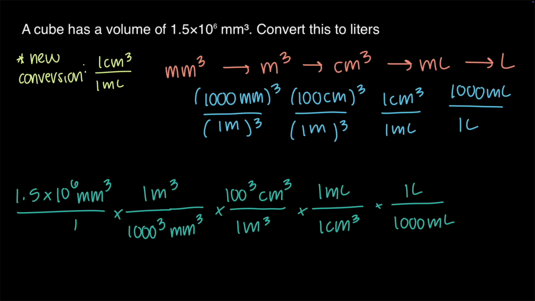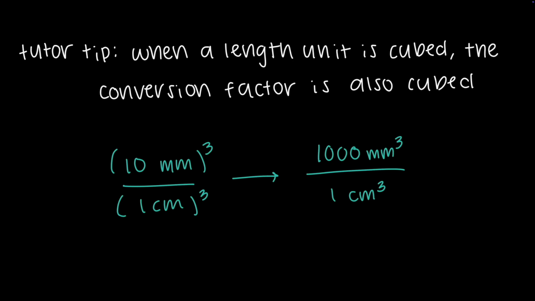Cubic millimeters cancel out, cubic meters cancel out, cubic centimeters cancel out, milliliters cancel out, and we are left with the unit needed for the answer, liters. Multiplying and dividing all values, we get 1.5 liters. When a length unit is cubed, the conversion factor is also cubed.